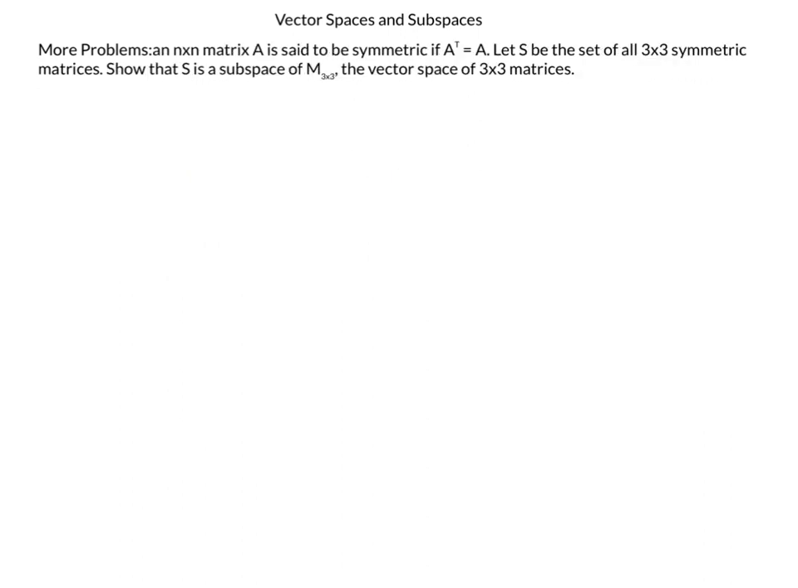This last problem: an n by n matrix A is said to be symmetric if A transpose is equal to A. Remember, A transpose is where the columns become the rows, or you could say it vice versa. Each row becomes the new column. So row 1 becomes column 1, row 2 becomes column 2, etc. Let S be the set of all 3 by 3 symmetric matrices. Again, symmetric means A transpose equals A. Show that S is a subspace of M 3 by 3. And M 3 by 3 is a vector space of 3 by 3 matrices.